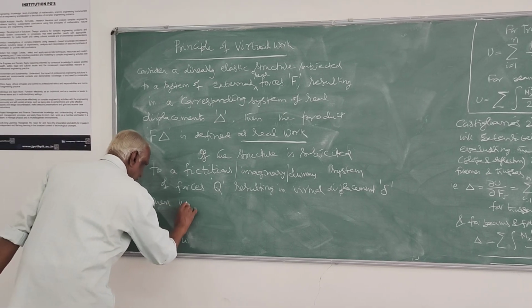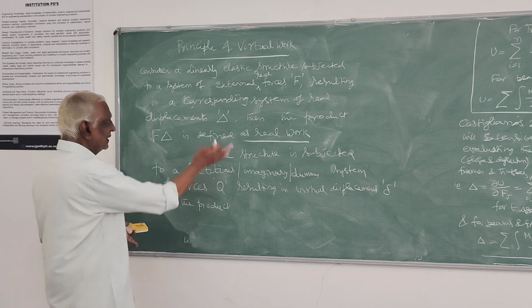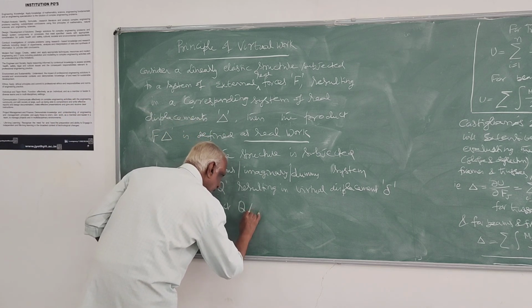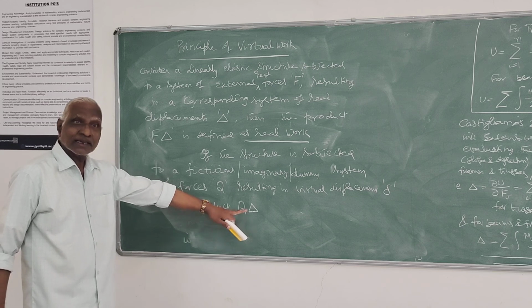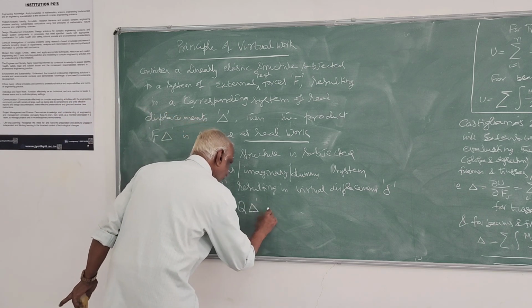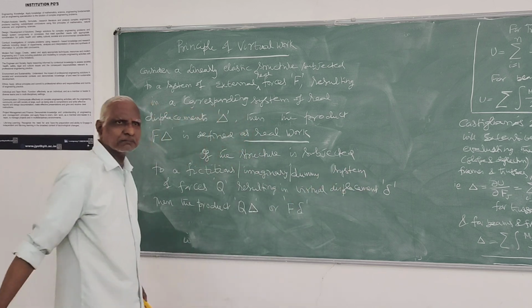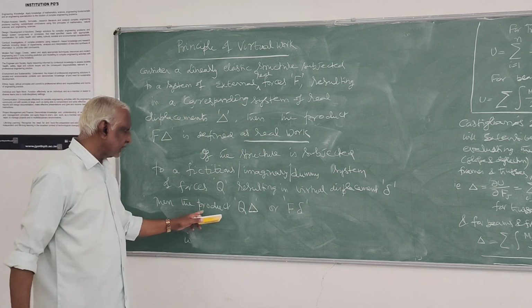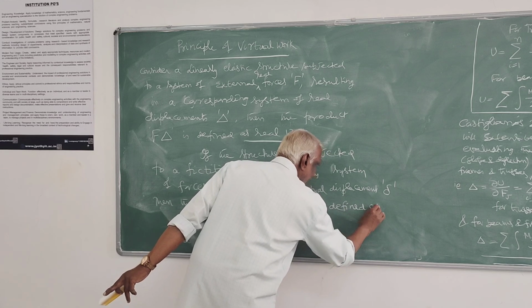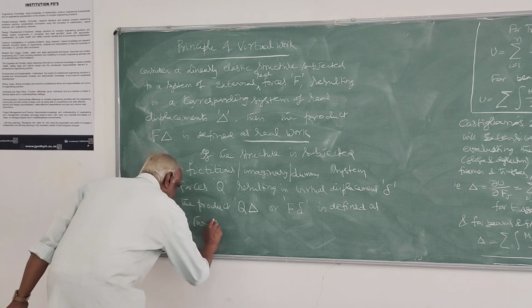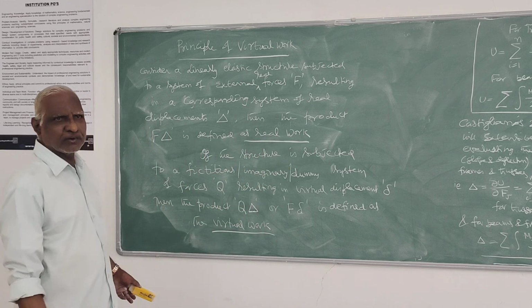Then the product, and here you have to be careful, is a cross product. Q multiplied by real displacement, Q delta, virtual force multiplied by real displacement. Then the product of real force F multiplied by virtual displacement. It is a cross product. The product Q delta or F delta is defined as the virtual work. Both these cross products we define as virtual work.